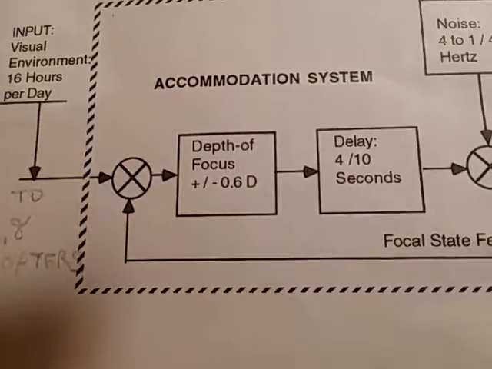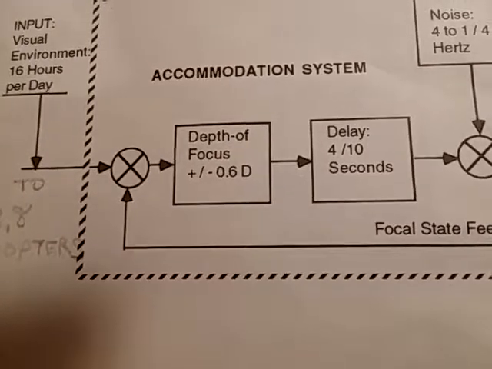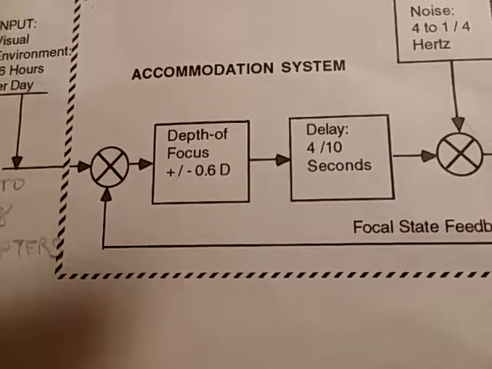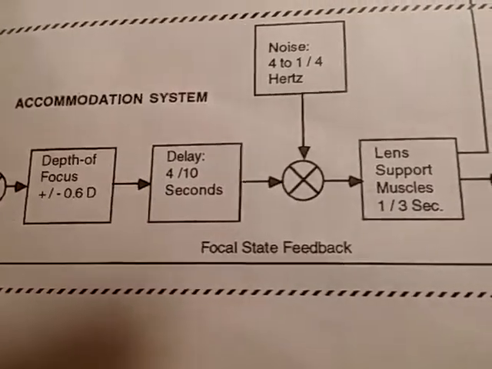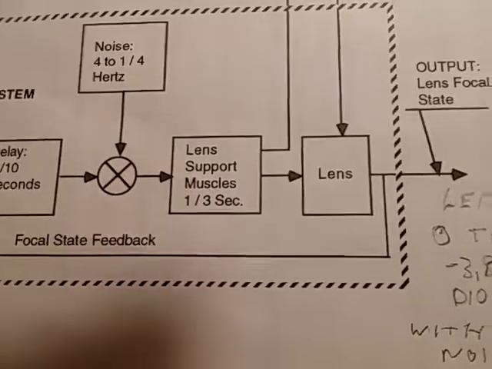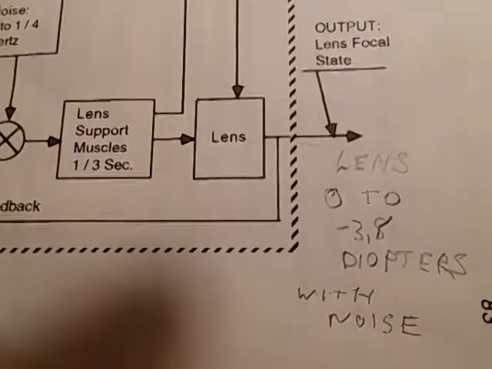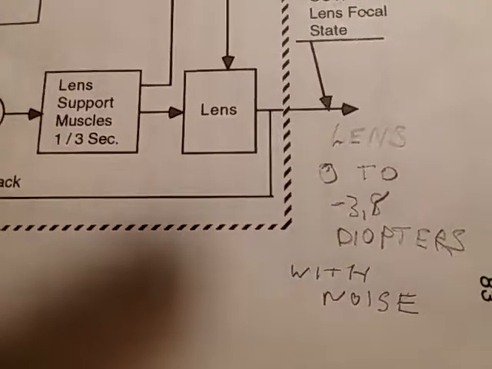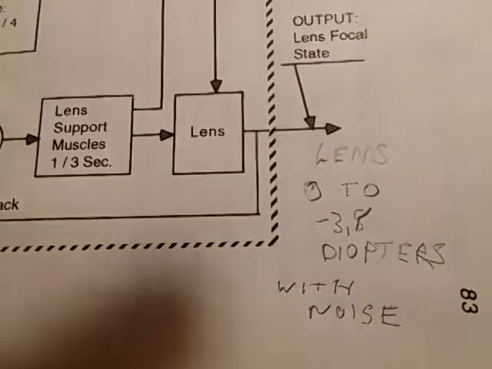Here's a block diagram of this system, which includes depth of focus and delay, which causes hysteresis in the system. The output then is the lens. The lens will run between 0 to minus 3.8 diopters with oscillation as previously demonstrated.